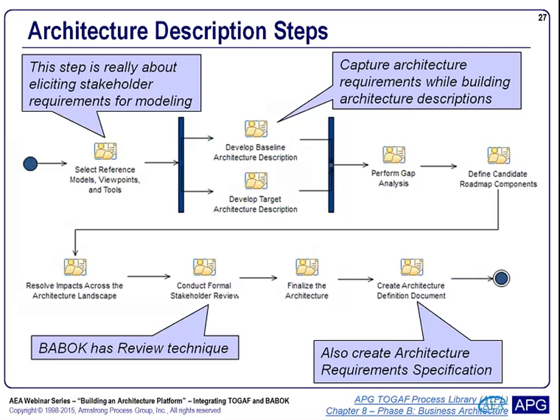The first step, which currently in TOGAF 9.1 is called selecting reference models, viewpoints, and tools, is really about eliciting requirements for doing modeling. Namely, before we start describing the baseline and the target architecture, let's make sure we understand who we're modeling for, what their concerns are, and that whatever modeling approach we take is going to address those concerns. So it's ultimately a requirements elicitation activity. Even though it doesn't call it out at this level in the steps, you are supposed to be also capturing architecture requirements when you're building the baseline and target architecture descriptions.